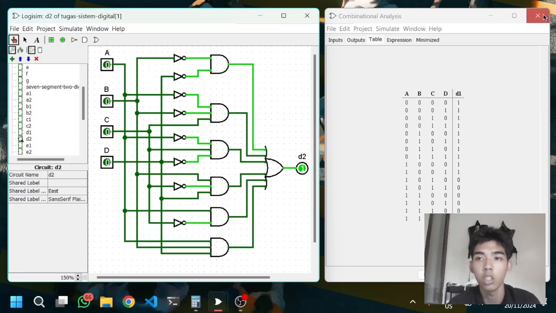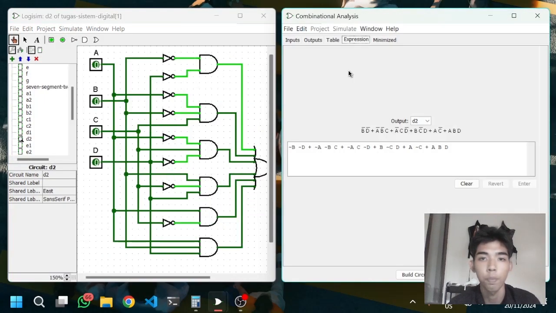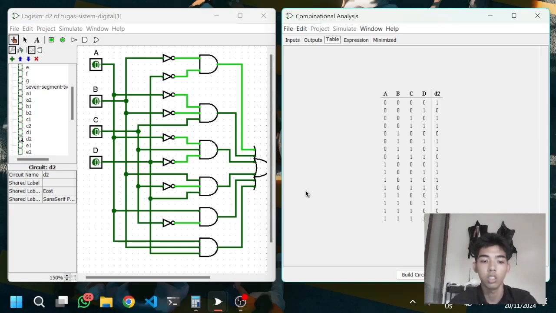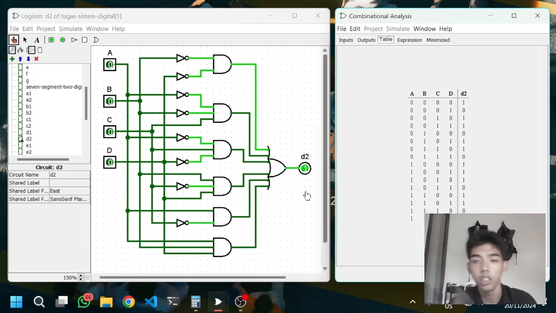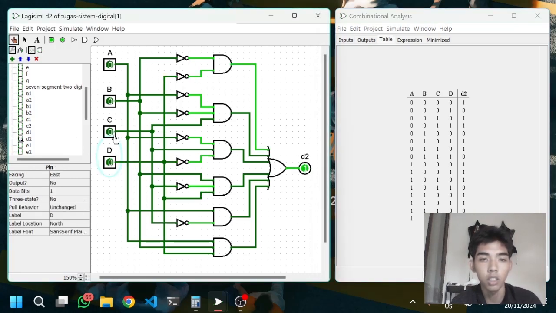Okay, this is D2, and the truth table is on the right. So let's now check from 0 to 15. It's quite complicated, but yeah. 1, 2. You can see here 2 is 1, 3, 4, 5, 6, 7, 8, 9, 10, 11, 12, 13, 14, and 15. You can see 15 is 1 and 14 is 0. So we are correct. Okay, let's move on to E1.